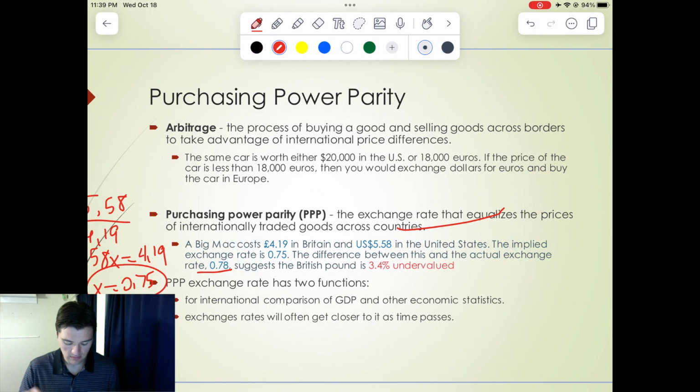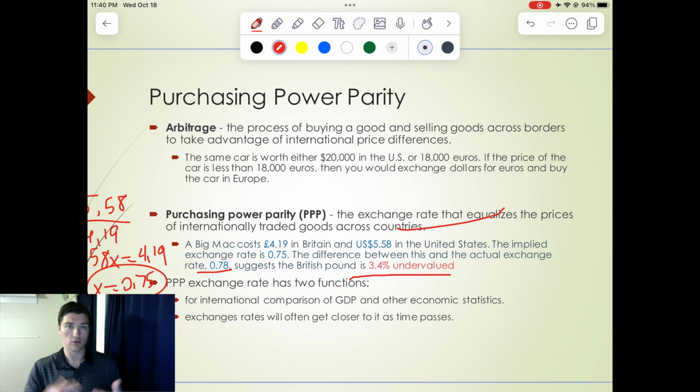So basically this suggests that the British pound is 3.4% undervalued. It should be worth more according to the exchange rate, 0.78. But in terms of the Big Mac index, the value of this Big Mac should be higher. It should be closer to 4.4 British pounds, but it's only worth 4.19. Okay, so that's how purchasing power parity works.